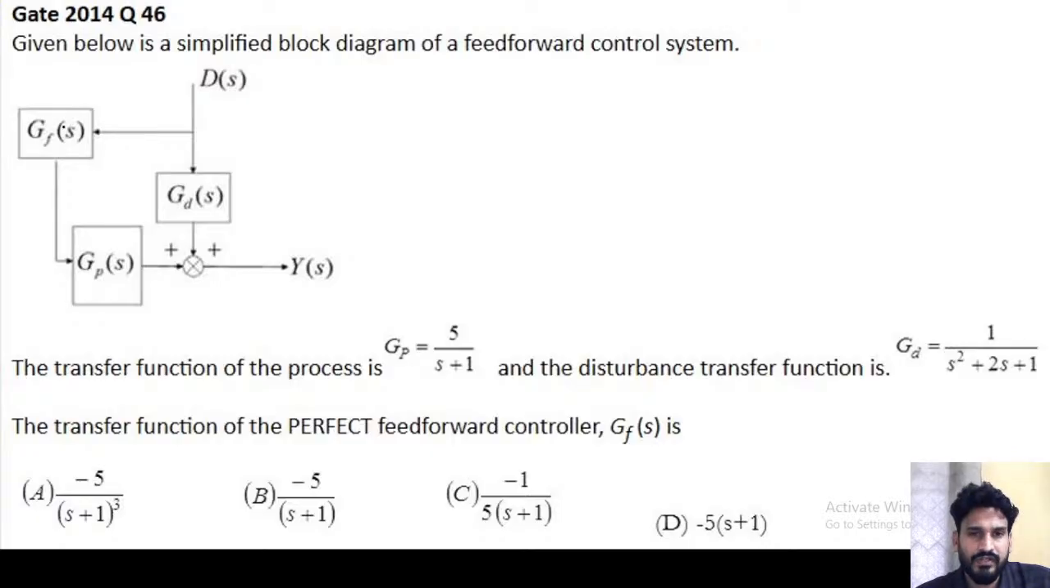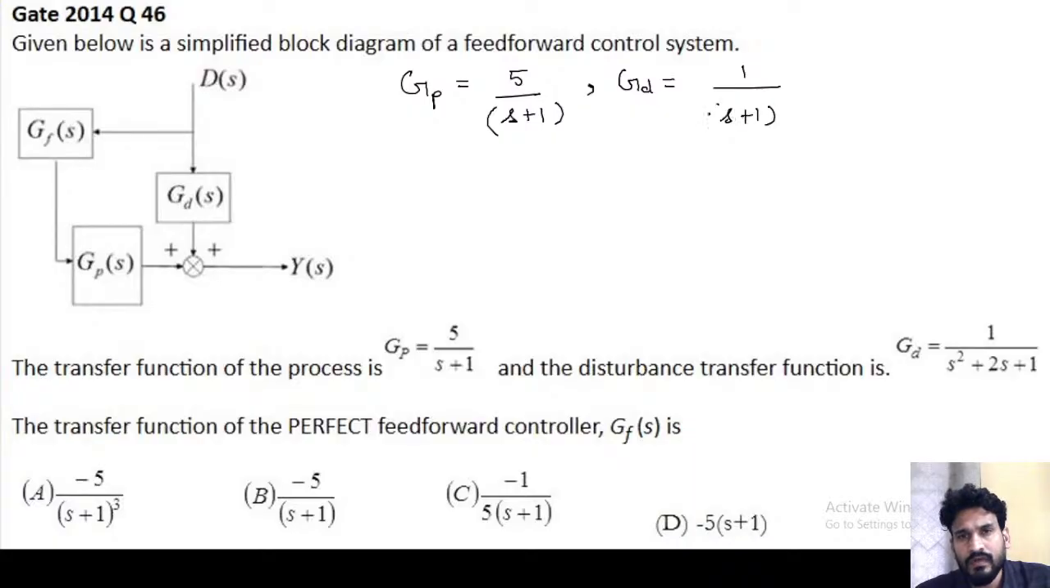What is the GF actually? GF is not the final control element, guys. See, the transfer function of the process is GP, which is given to us. GP is equal to 5 divided by S plus 1. And the disturbance transfer function is GD is equal to 1 divided by S square plus 2S plus 1. I can write it as S plus 1 whole square.